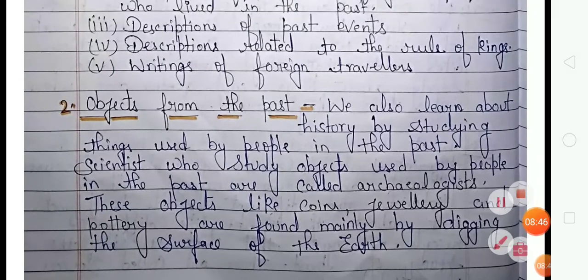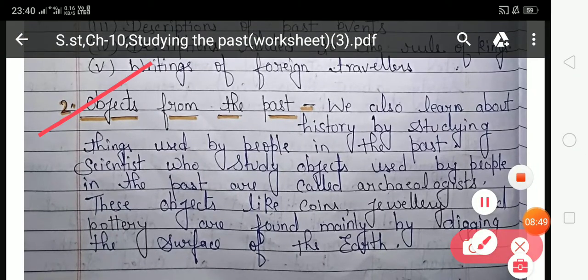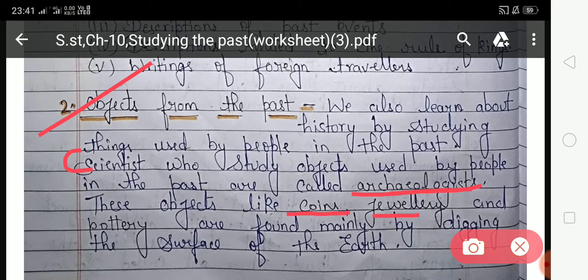Next one is objects from the past. This is the second kind of source of history. We also learn about history by studying things used by people in the past. Scientists who study objects used by people in the past are called archaeologists. These objects like coins, jewelry, and pottery are found mainly by digging the surface of the earth.